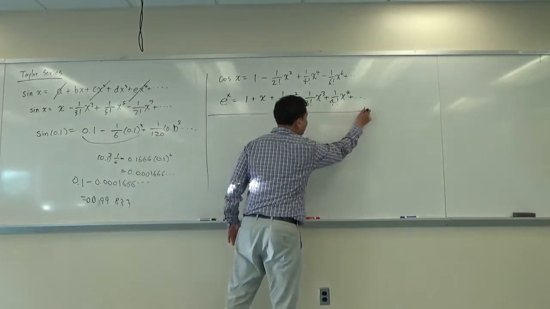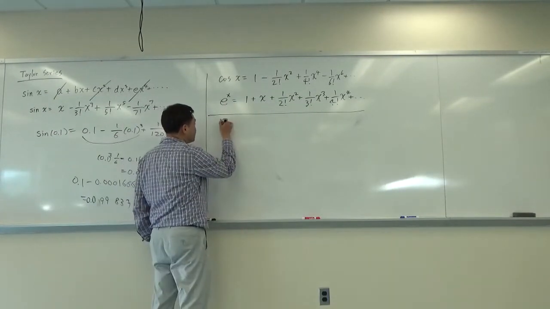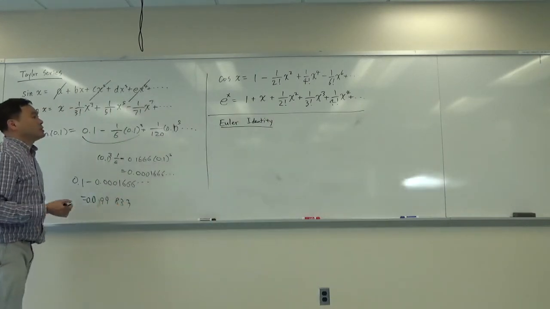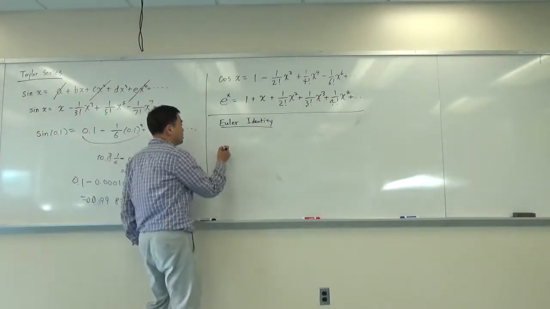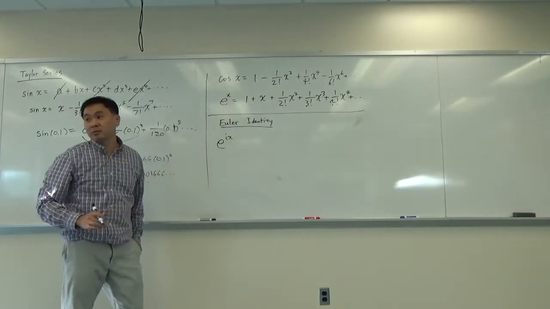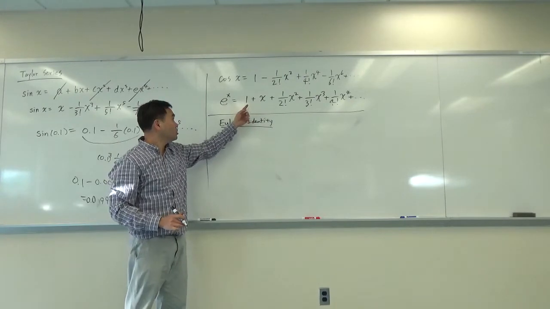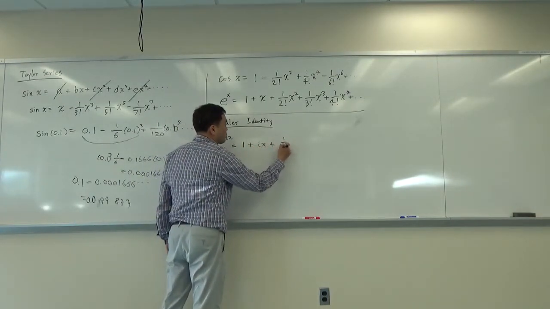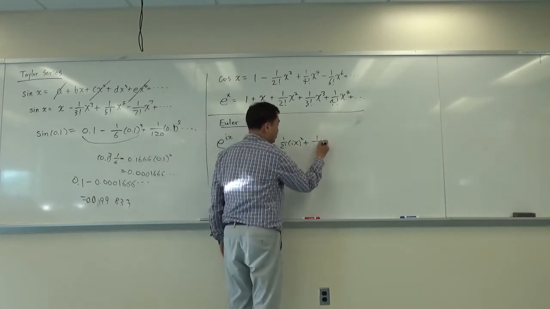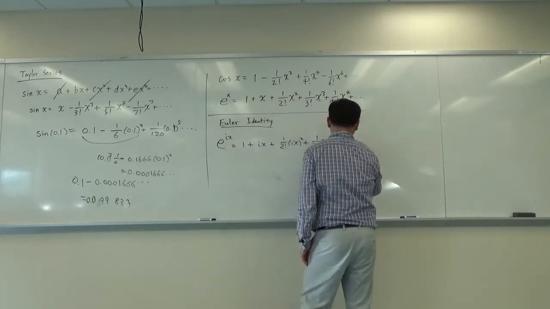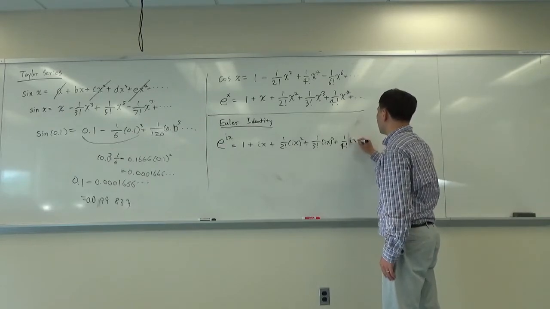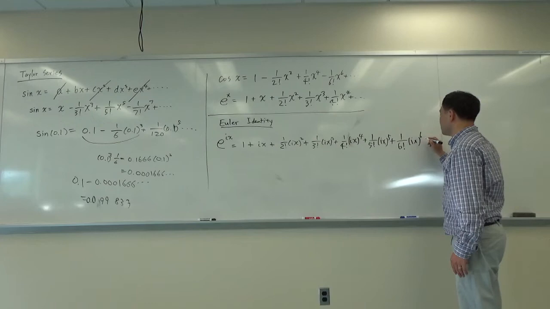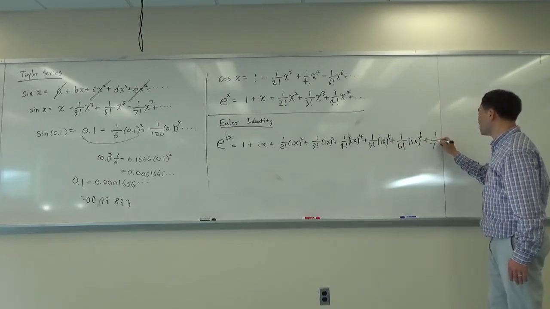Now let me teach you the first non-trivial thing for today, which is the Euler identity. You start by plugging in ix into this x. So you take this equation and replace all the x's by ix. Then you get 1 plus ix, 1 over 2 factorial ix squared, 1 over 3 factorial ix cubed, 1 over 4 factorial ix to the fourth, 5 factorial ix to the fifth, 1 over 6 factorial ix to the sixth, and let's just do one more, 7 factorial ix to the 7th.